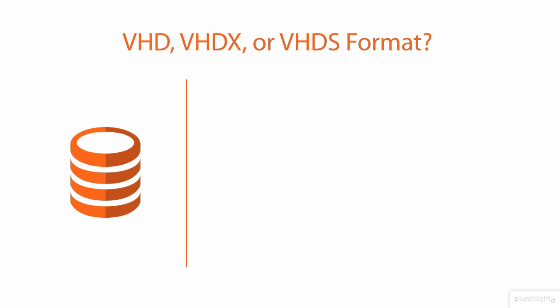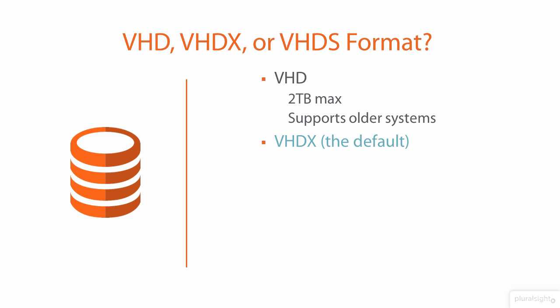As to the format, that is VHD, VHDX, or VHDS, here's the deal on that. VHD has a size limit of 2 terabytes and supports older operating systems such as Windows 7. VHDX is the default choice. It permits a max size of 64 terabytes, but only supports Windows 8 and newer.